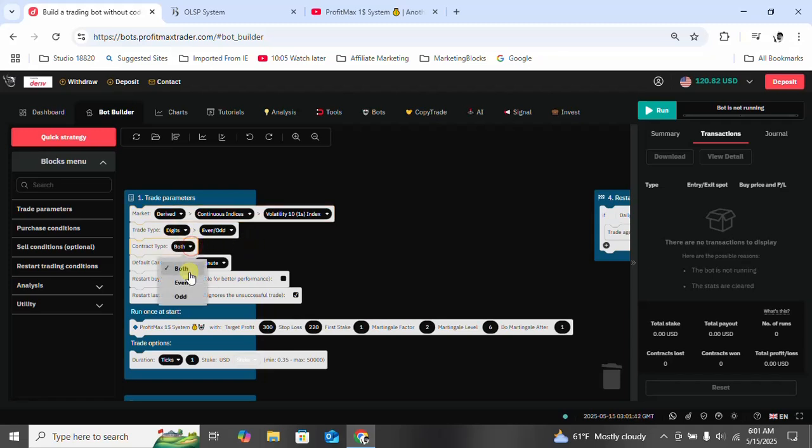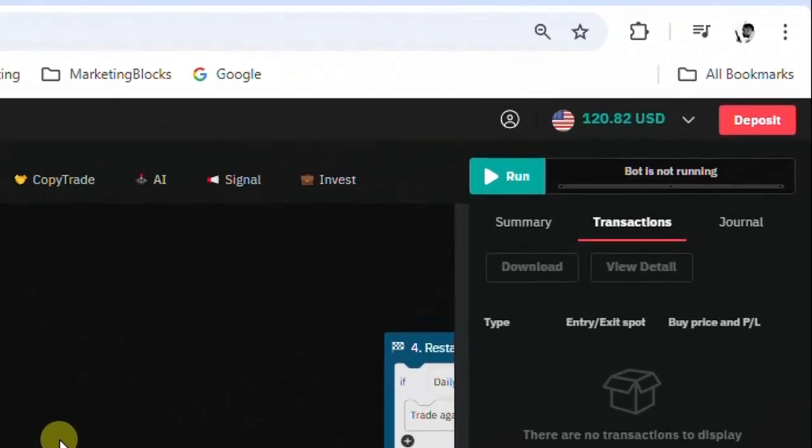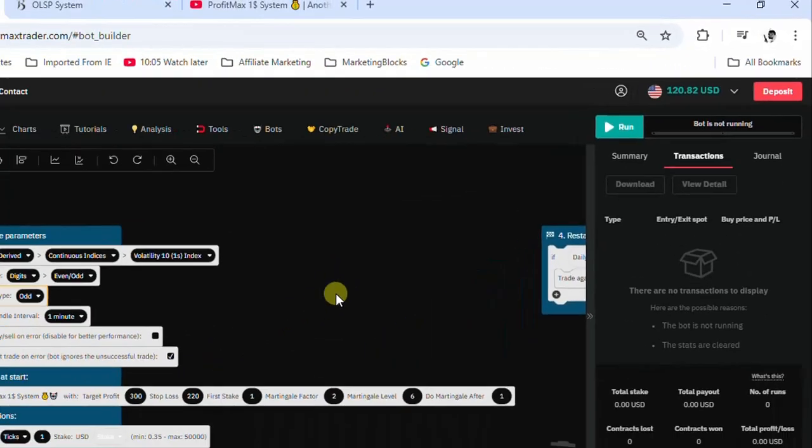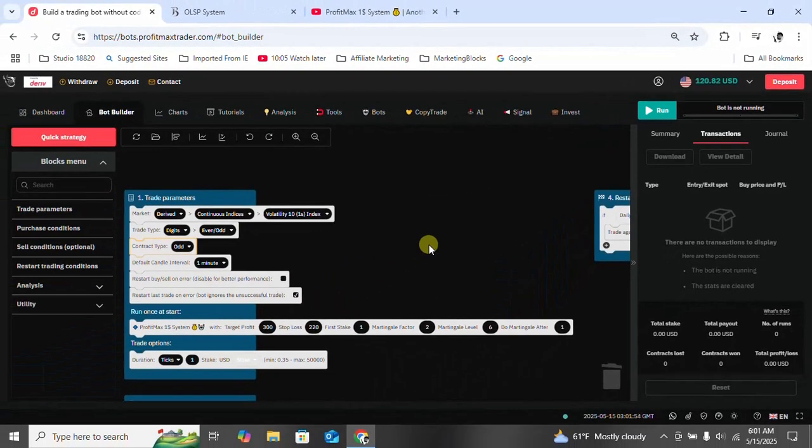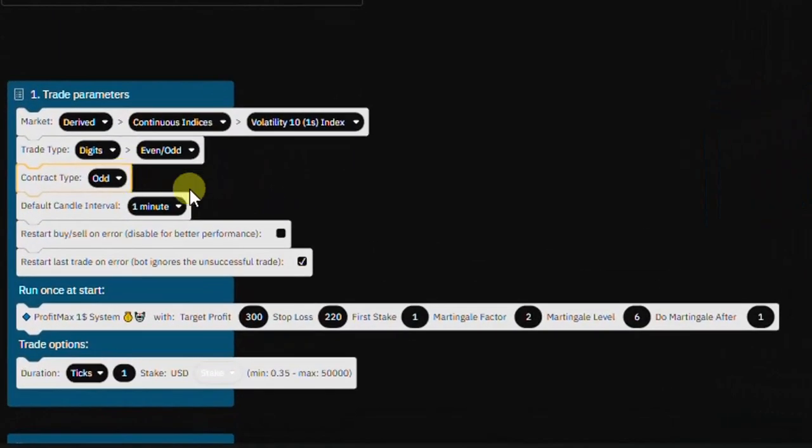and then select odd. Once you select odd, you can see my capital there. It is a small account in trading. $100 is at least the minimum amount I normally recommend to traders to start with. Once you have the bot set like that, come to the martingale factor here, reduce it to only 1. Martingale levels, keep it at 8.